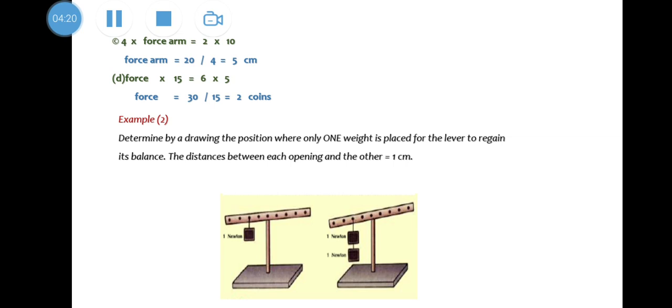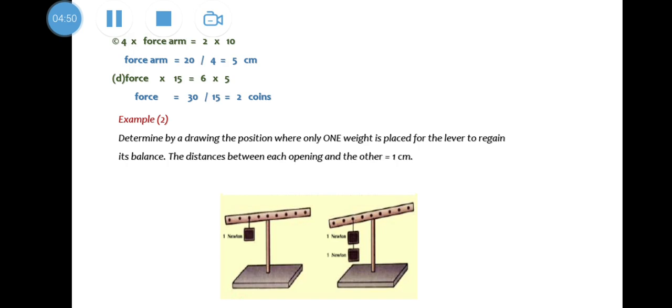In the first image on the left, the resistance force equals 1, the distance equals 2 because we have 3 openings, and the effort force equals 1. So we can find the distance by 1 times 2 divided by 1, which equals 2 centimeters. So we are going to put the load here.